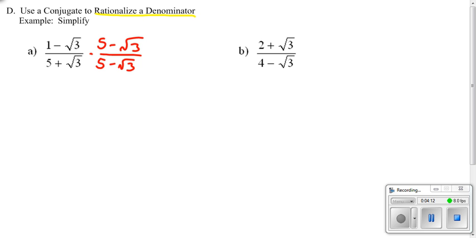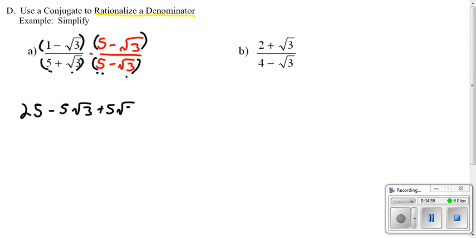Once we have it in this form, now we FOIL. So again, we recognize that all of these are individual binomials. In this, on our denominator, in our bottom case, we have 5 times 5 is 25. 5 times negative square root of 3 becomes negative 5 square root of 3. Our square root of 3 times 5 becomes a plus 5 square roots of 3.